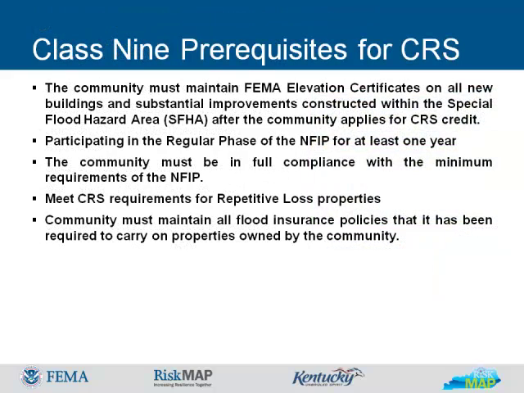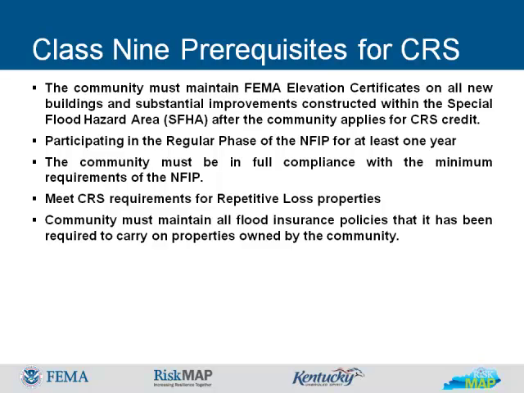There are 6 prerequisites to become and stay a Class 9 or better community. They include being in full compliance with the minimum requirements of the NFIP, receiving credit for maintaining FEMA elevation certificates, and meeting repetitive loss criteria. In order to become and continue to be a Class 9 or better, a community must demonstrate that it has enough points to warrant the class and meet the following 6 prerequisites.